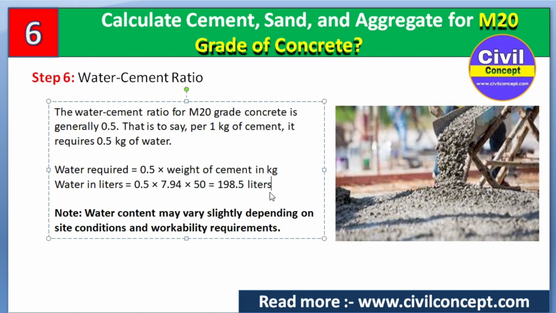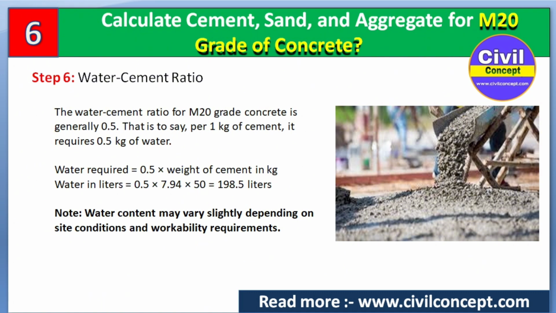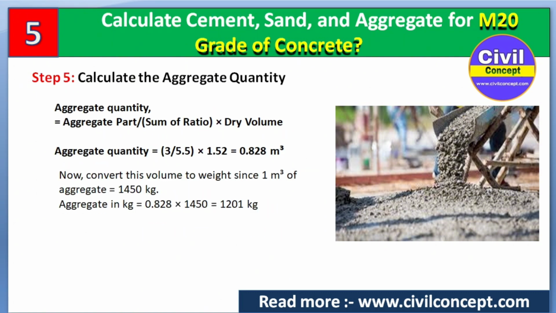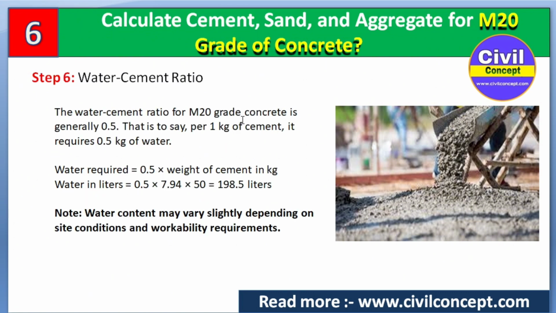198.5 liters of water. Note that water content may be slightly different depending on the site condition and workability requirement. Generally the water cement ratio remains between 0.4 and 0.6. So you can use it according to your site condition and temperature. Okay guys, in this way we can calculate the cement, sand and aggregate with water for M20 grade of concrete.